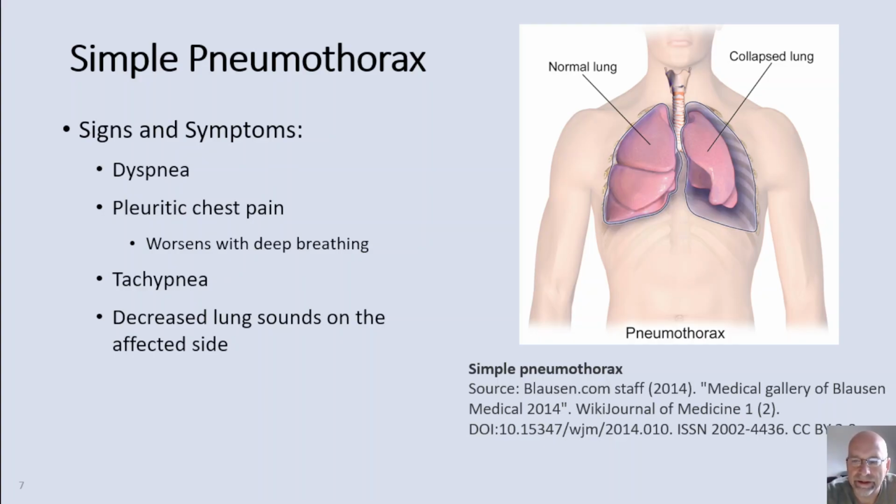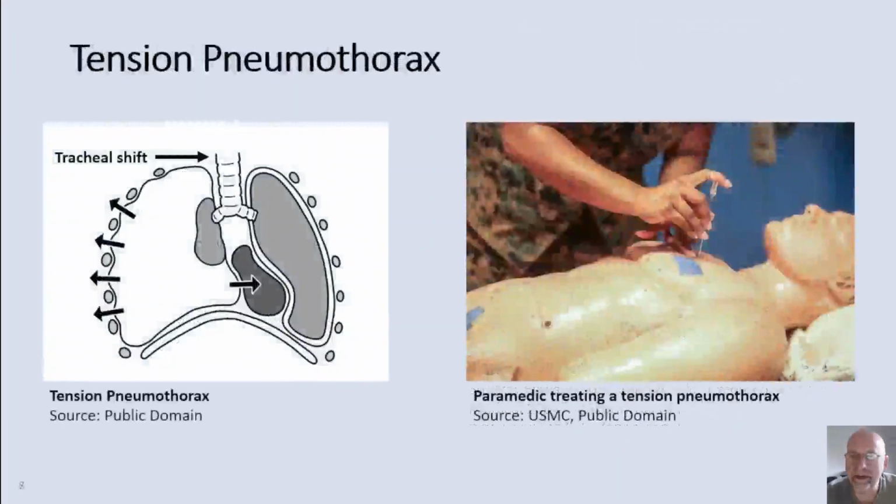By definition, a simple pneumothorax does not result in major changes to the victim's cardiac physiology. A simple pneumothorax can progress to a tension pneumothorax, which can become a life-threatening situation. Signs and symptoms of a simple pneumothorax include difficulty breathing, chest pain that worsens with deep inspiration, tachypnea, and decreased lung sounds on the affected side. Patient care includes administration of supplemental oxygen and close monitoring of vital signs, lung sounds, and pulse oximetry for signs of deterioration.